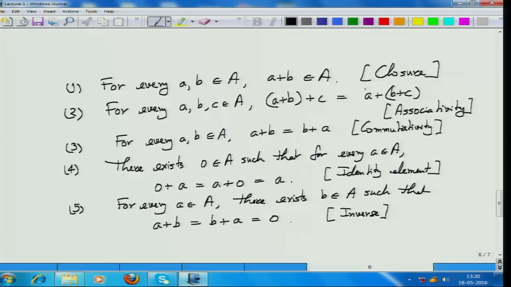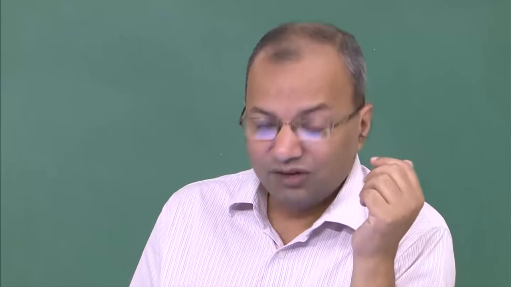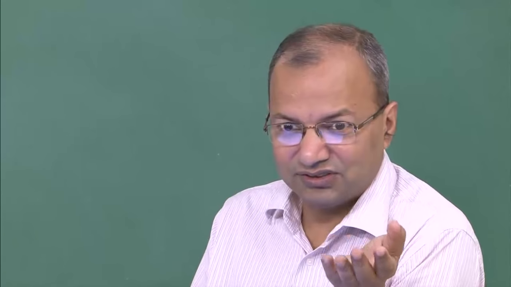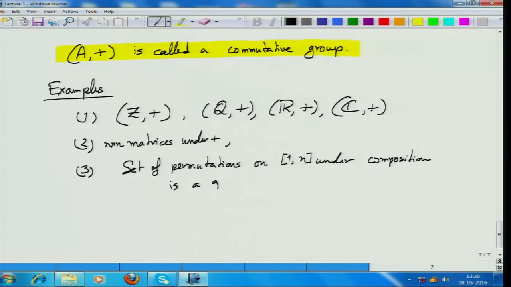But identity exists. What is the identity for permutation? The identity map 1 to 1, 2 to 2, 3 to 3, because if you compose it with any other permutation, you get back that same permutation. Inverse also exists. Inverse of a permutation is just the inverse map. If you compose the inverse map, you get the identity permutation. More examples.